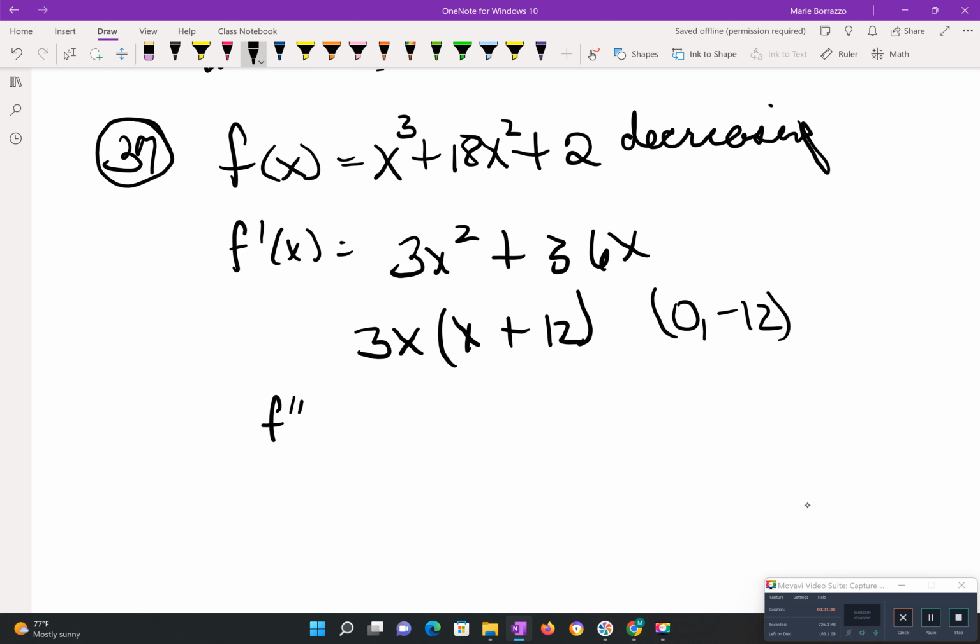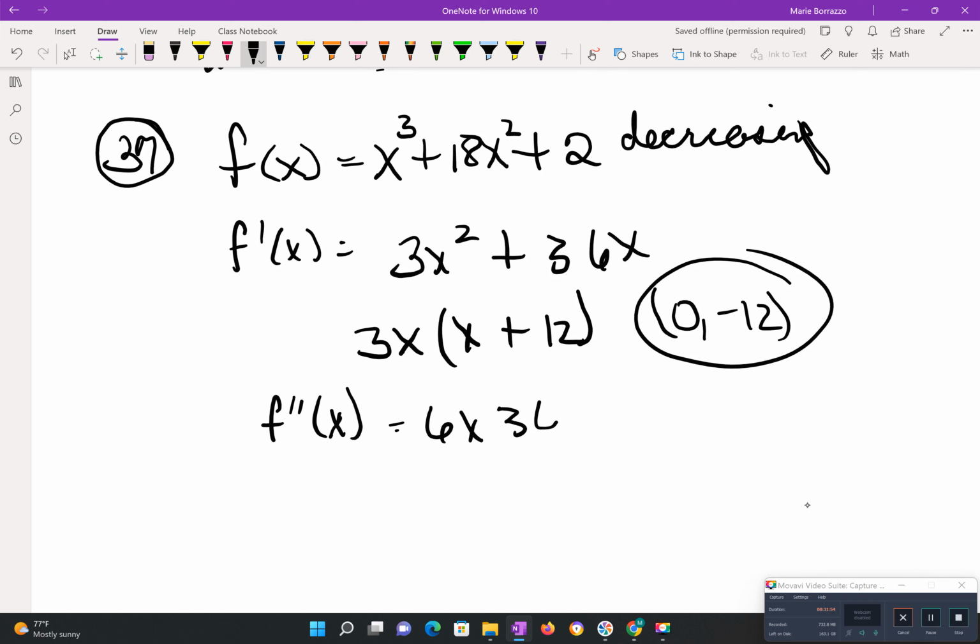Let's look at the second derivative, which I did look at. I don't think I need to go that far. I think this is our answer. If you were to take the second derivative, what do you get? You get 6x plus 36. So I think we're good. If I factor out 6, I get x plus 6. So negative 6 is already telling me that we're good here.